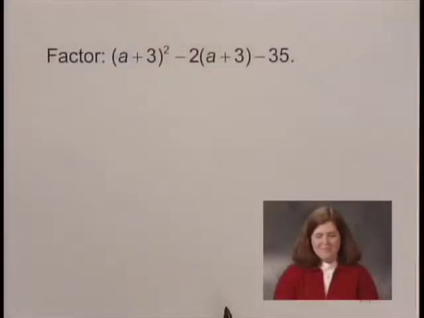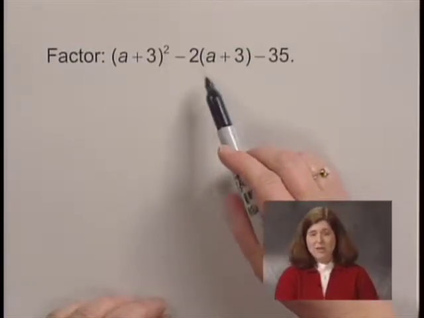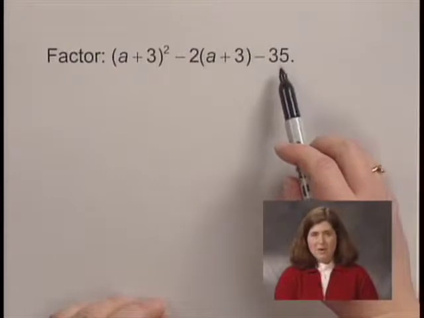In this problem, we'll factor an expression. We'll factor (a + 3)^2 - 2(a + 3) - 35.